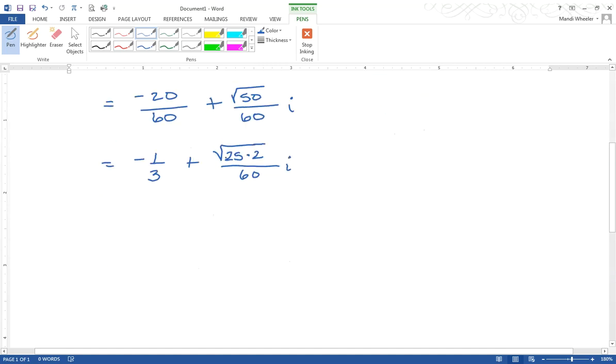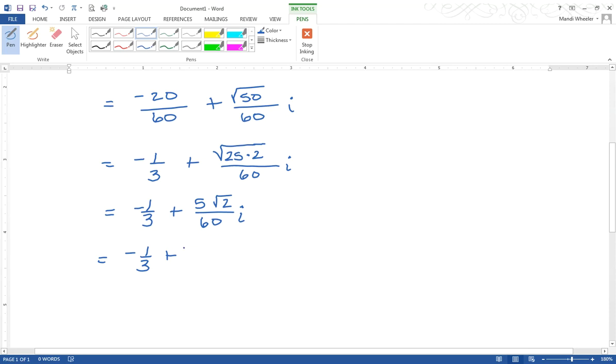And then now we can simplify that. The square root of 25 is 5, and then the 2 is still underneath the radical. And then now we can reduce the second fraction. We can't reduce anything unless they're either both inside the radical or both outside the radical. So now we have 5 and 60 have a common factor of 5.